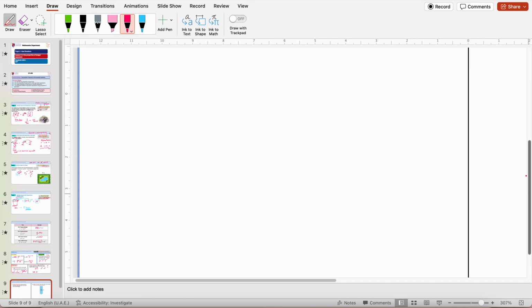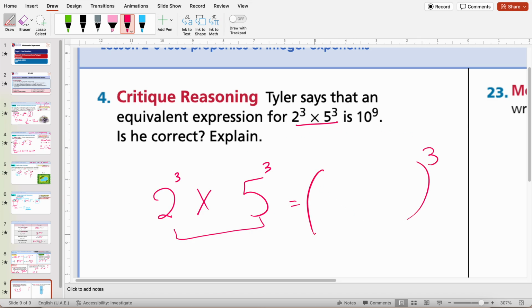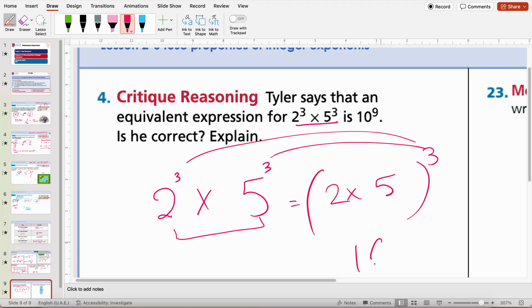Here we have one more question. Tyler says that an equivalent expression to this is 10 to the power of 9. So I have 2 to the power of 3 times 5 to the power of 3. Again, I can see clearly different base. What should I do? Keep the same exponent. Keep it the same. And multiply the bases. 2 times 5 is 10 to the power of 3.